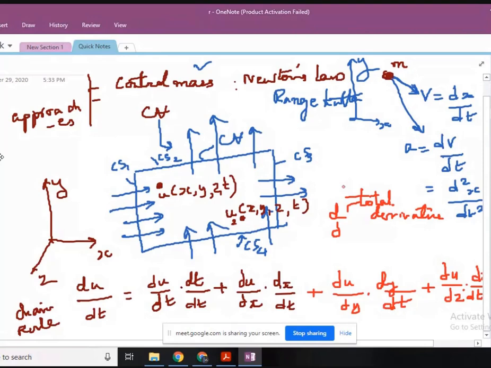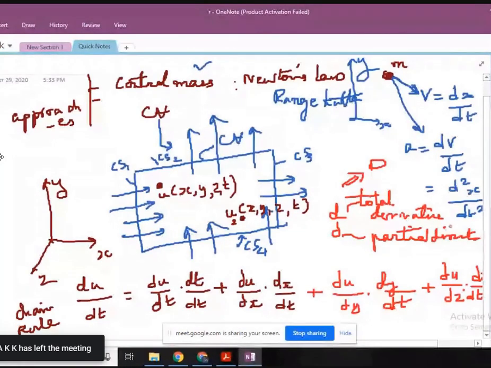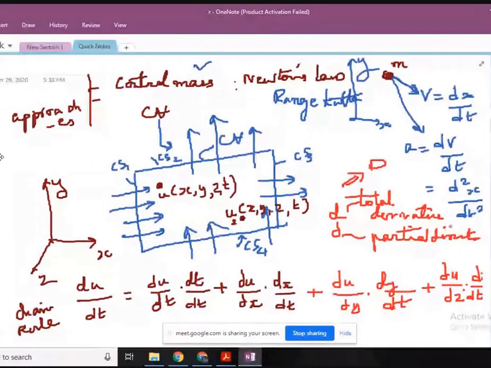In some textbooks, it can also be written as capital D or small d; both are the same. It is called the total derivative. And here you have the small dou, which is called a partial derivative. While taking a partial derivative, you are only concerned about the change of that property with respect to a particular variable alone, keeping all the other parameters the same. This is what you mean by partial derivative.